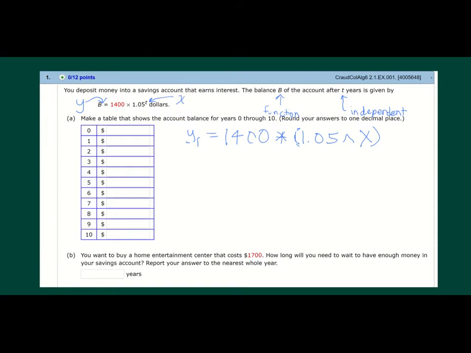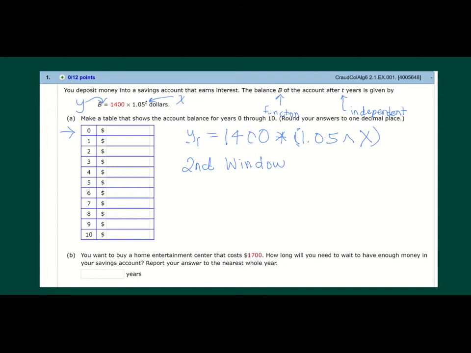We're going to press second window. That takes us to the table set, so I'm going to write that out. This is going to set up an automatically generated table for us, but we have to tell the calculator how we want the values to be generated. I want my table to start at t equals 0. The problem gave us that information.